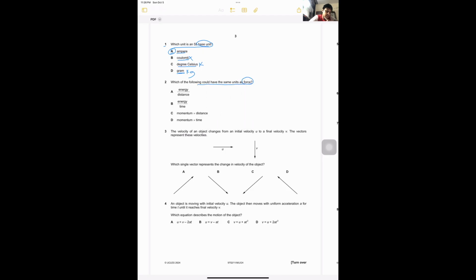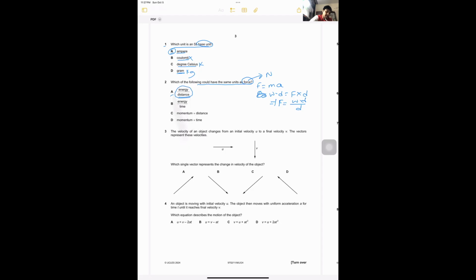For force the unit is Newton, and what do we know? For force we know that it is mass into acceleration. We also know another formula, that work done equals force into distance. So force could be work done by distance. So let's see the options now. Energy by distance, that is correct.